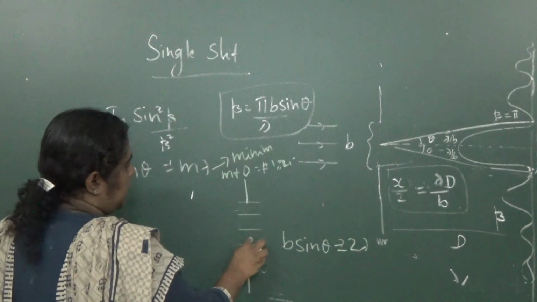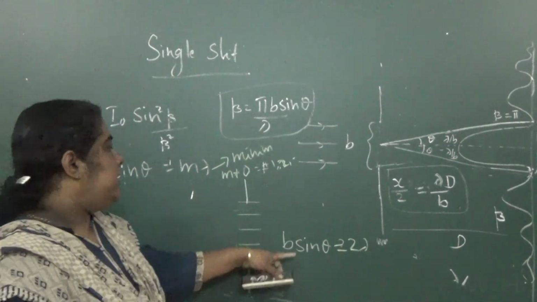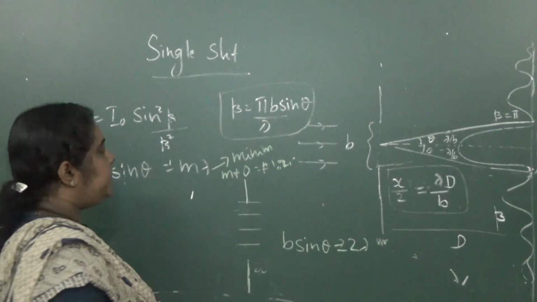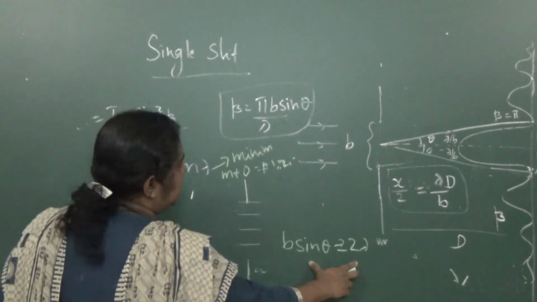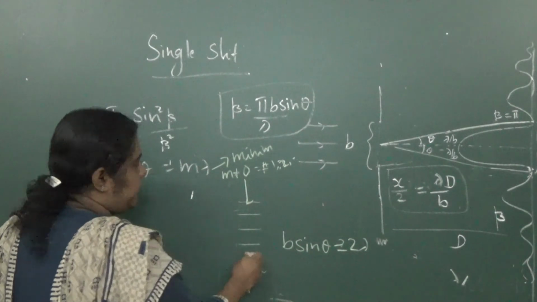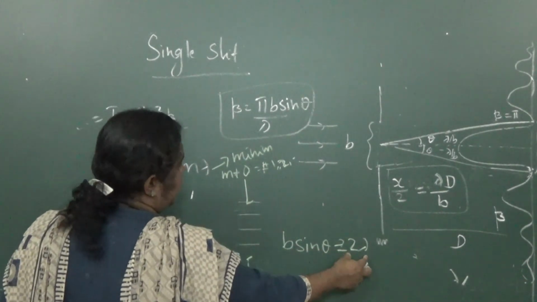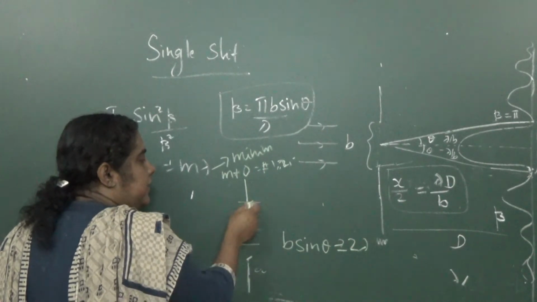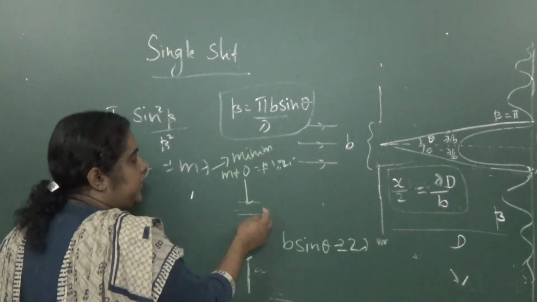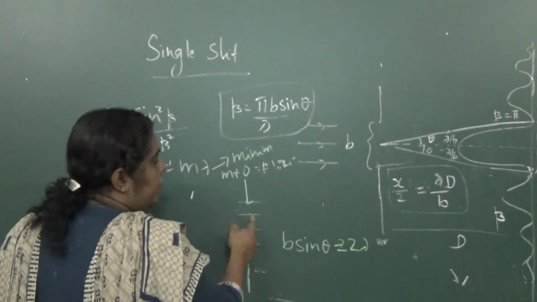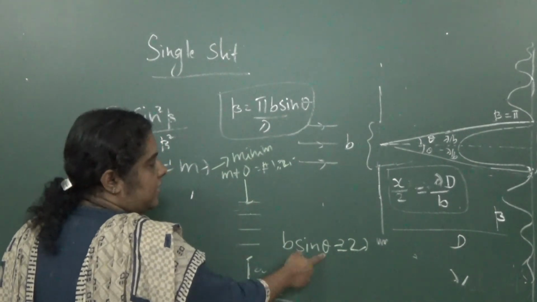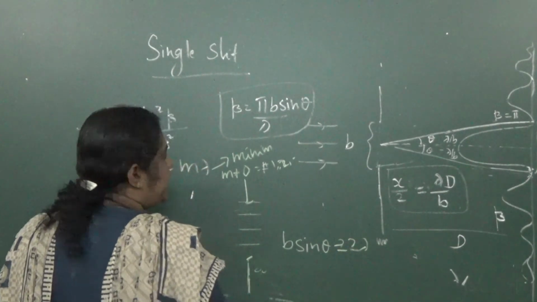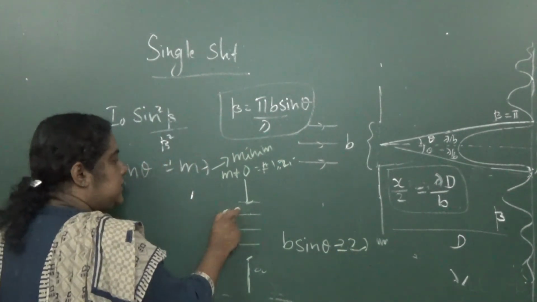1 2 3 4, 4 right. In the case of b sin theta is equal to 2 lambda, see what will be the optical path difference? Between these points the optical path difference is 2 lambda. So the optical path difference between the point sources separated by 1/4 will be 1/4 of b sin theta. That means 1/4 of 2 lambda, which is lambda by 2. Okay, understood?